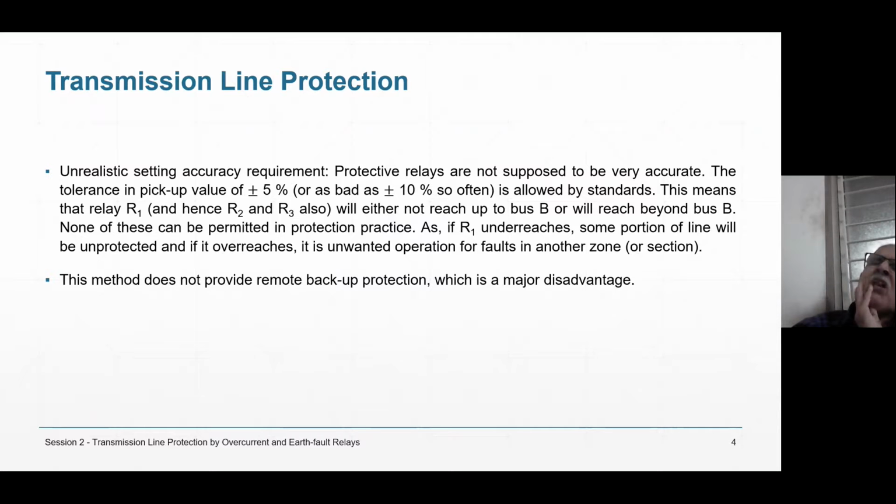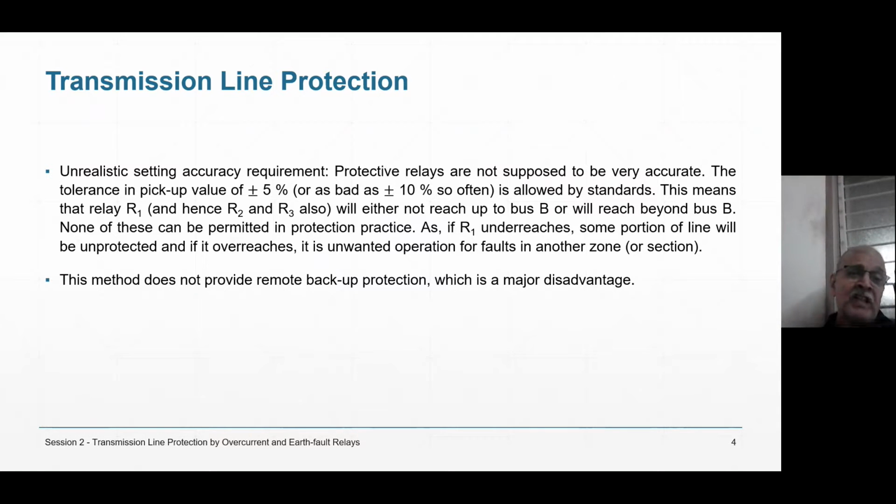A fault just at the end of the line section and a fault just after the line section cannot be differentiated by this unit system of protection. A unit system is relays sitting at one end and protecting the whole line. Right? That is one very important disadvantage.